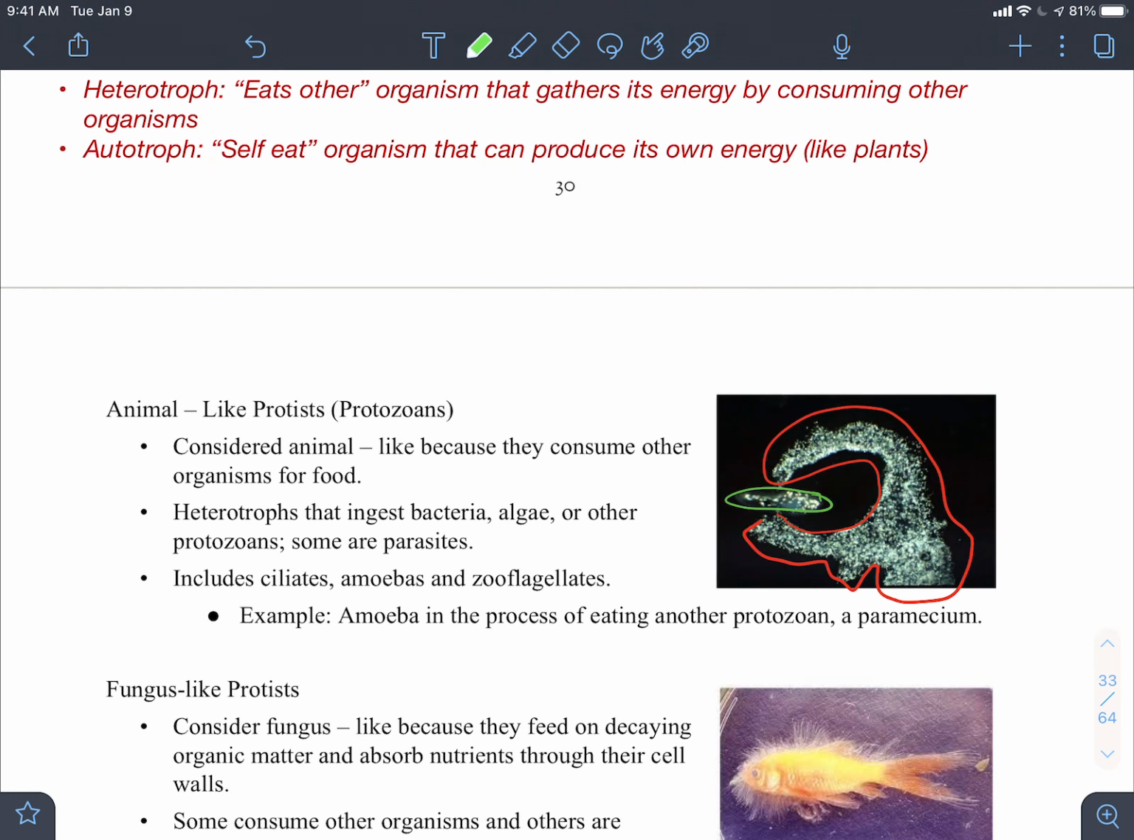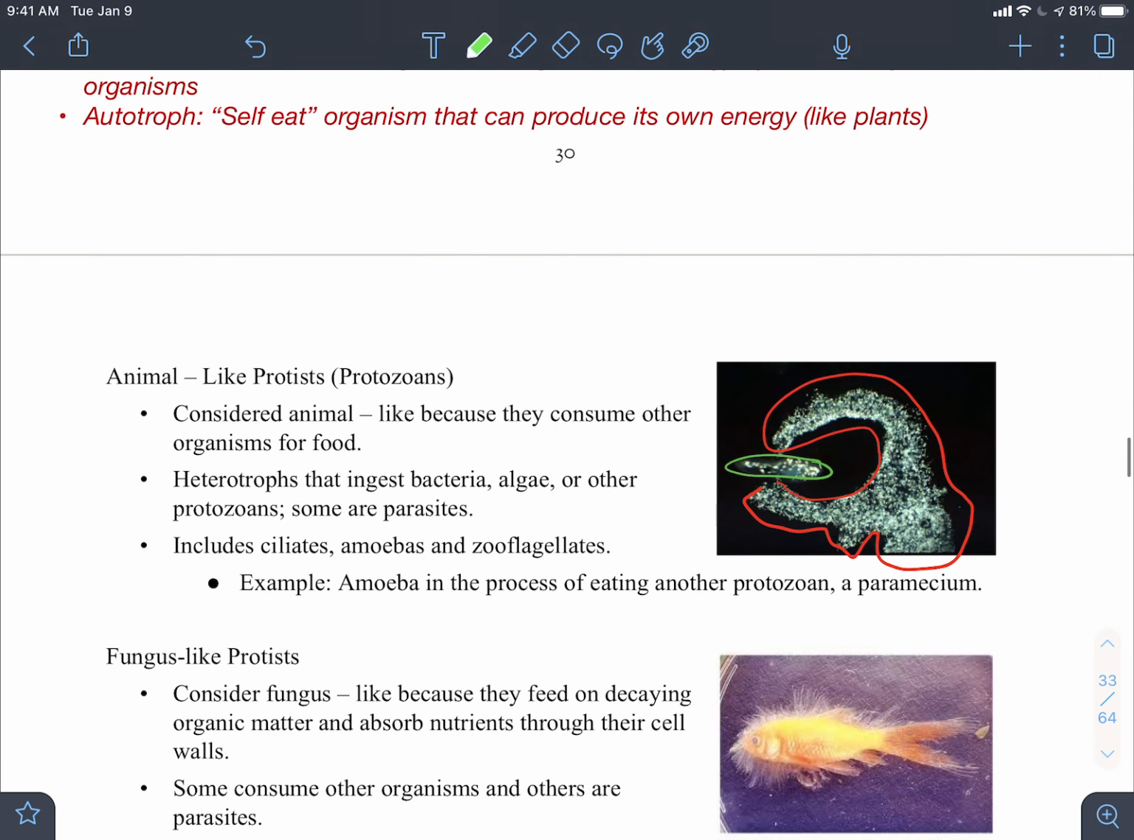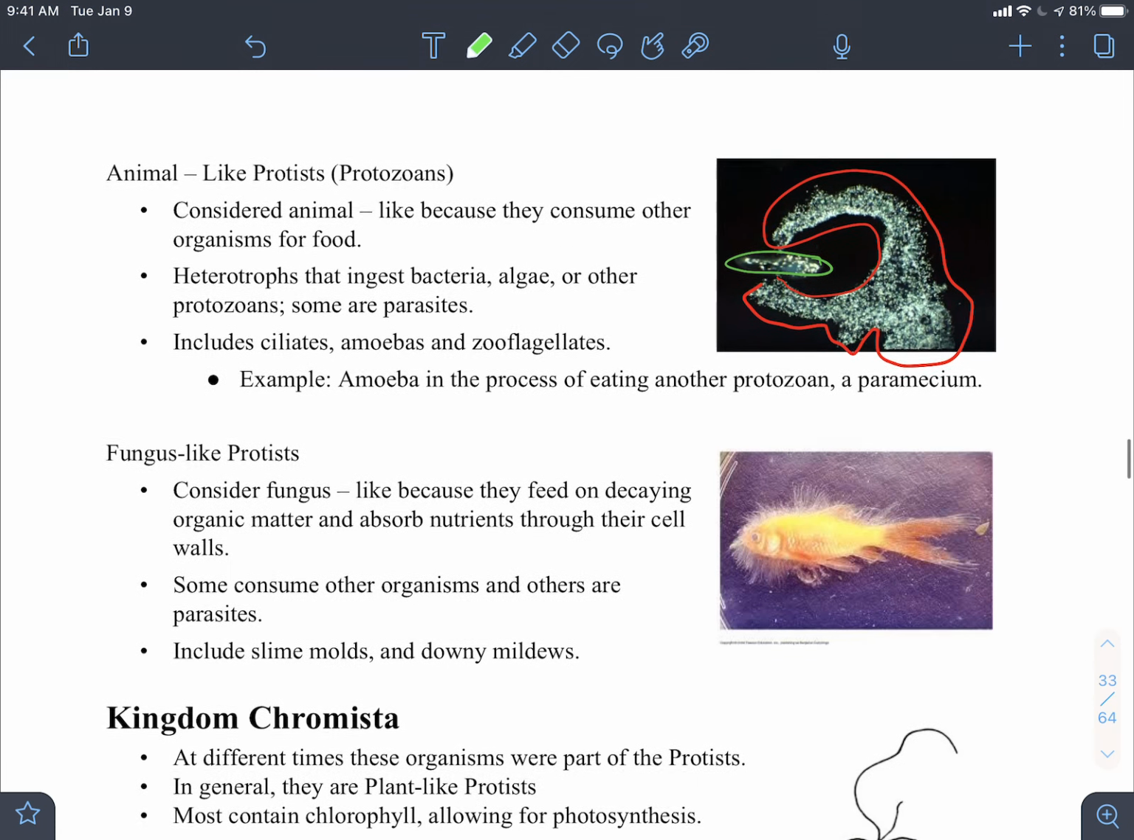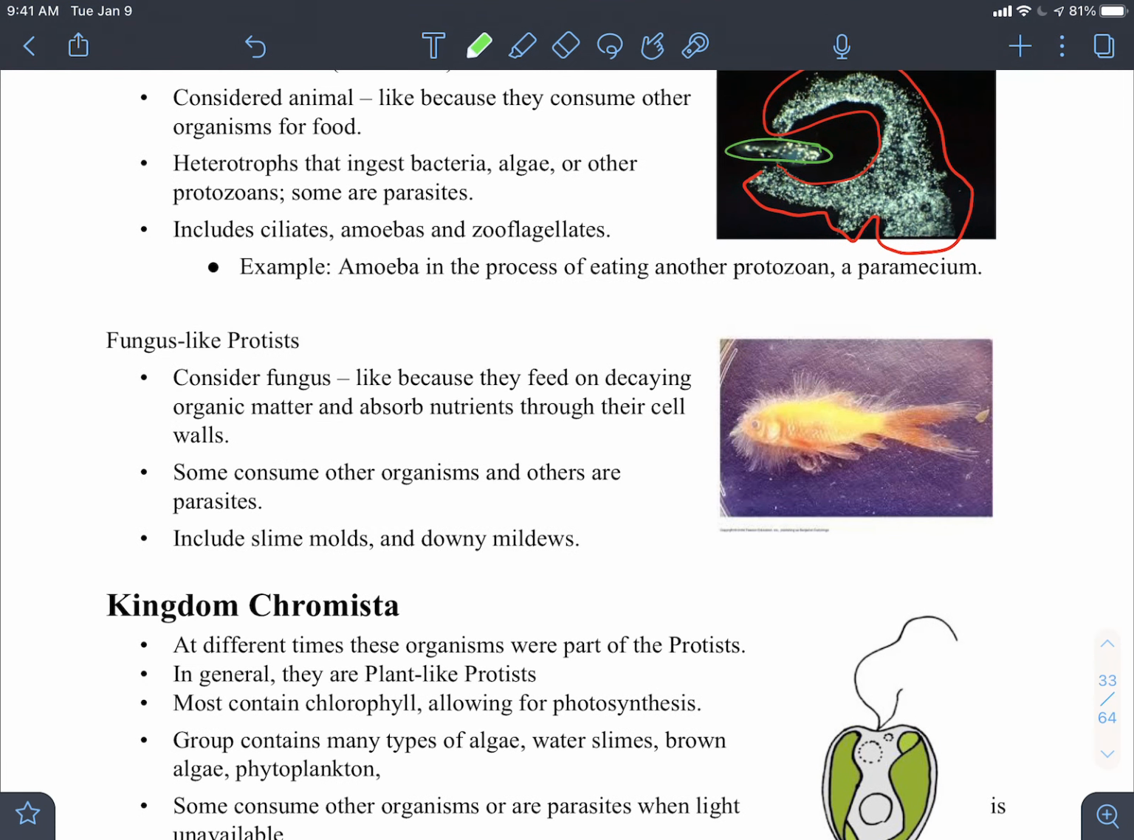They have ciliates and amoebas and zooflagellates. These are things that have flagella on them or have cilia on them. And so here we have that example of the protozoan, and they're sort of animal-like hunters.